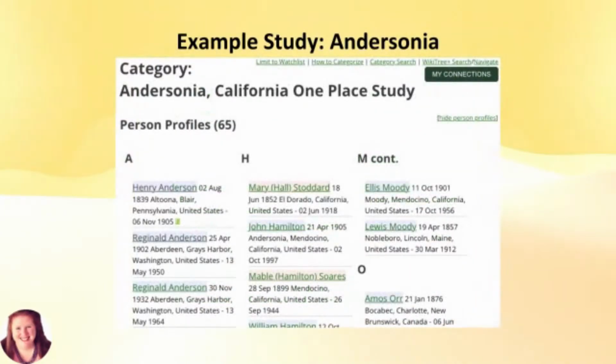And here's the category page for the study that I was talking about. So all of these ancestor profiles have the sticker, and so they're in the study. And in the upper right-hand corner there, you can see that button for checking your connections to the people in this category.